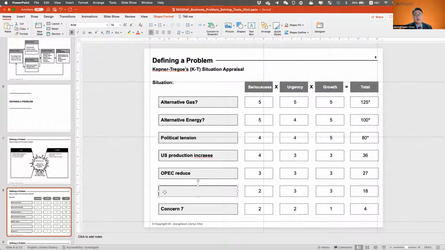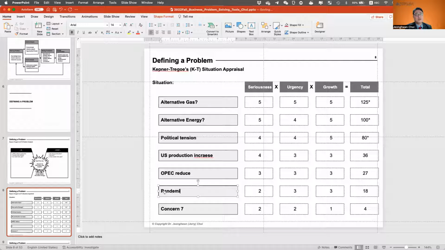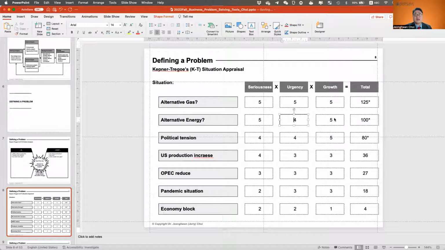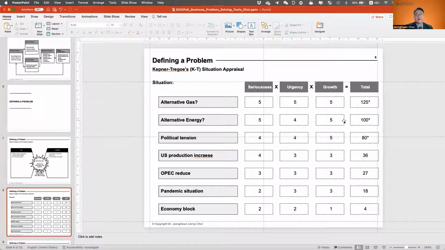That is alternative energy. However, this is a pandemic situation, and then the economic block. For alternative energy, it is getting serious, urgent and growing. Give 1 to 5, 5 for 5. Political tension 4, 4, 5. U.S. production increase 4, 3, 3. OPEC reduce 3, 3, 3. And is the pandemic situation getting serious?